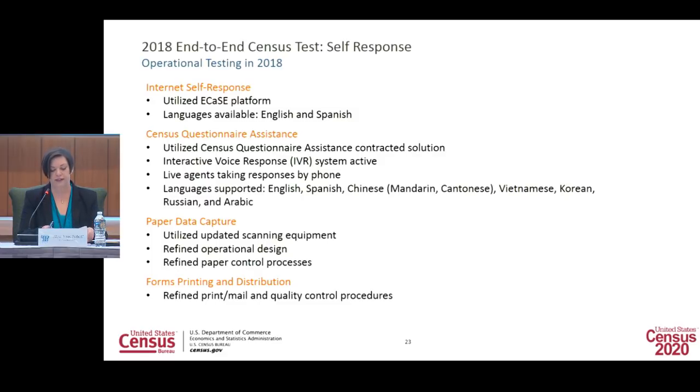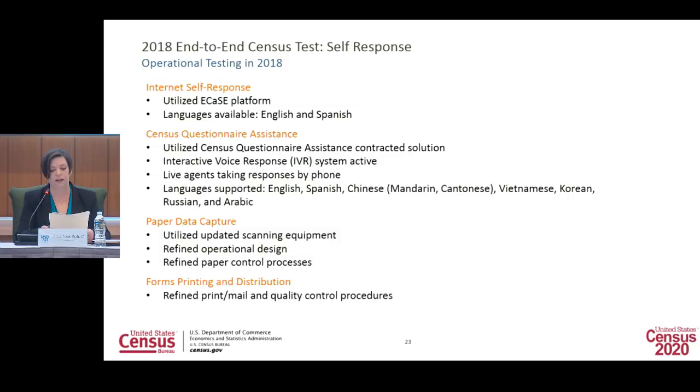Our goal for the 2018 end-to-end census test was to build on prior test efforts to further improve and refine our self-response operations. As you know, self-response has been running in many of the prior census tests, and so we've had some good opportunities to get to where we are today, and we wanted to use this one last chance to run self-response again and see what we could do to tweak and improve it even further.